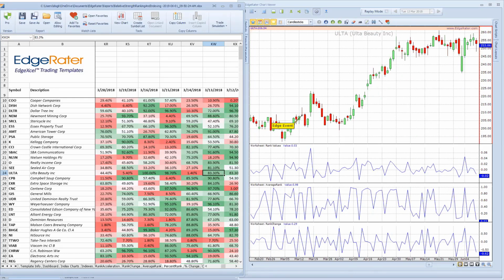How do you measure acceleration? That is a good question. So rank change is obvious, right? That's just a change in rank from one day to another day. Acceleration is the change in change. Right, it's the change in change.